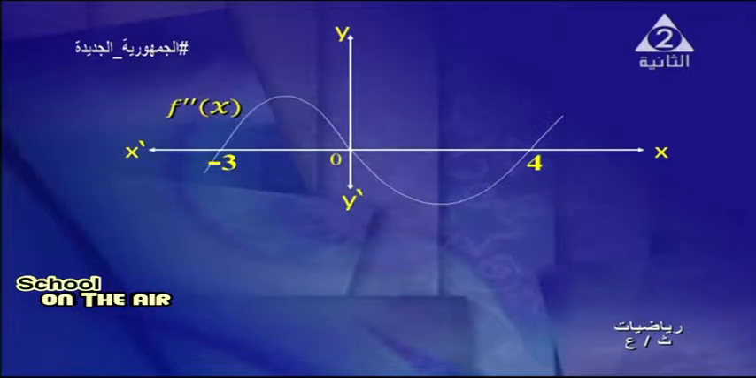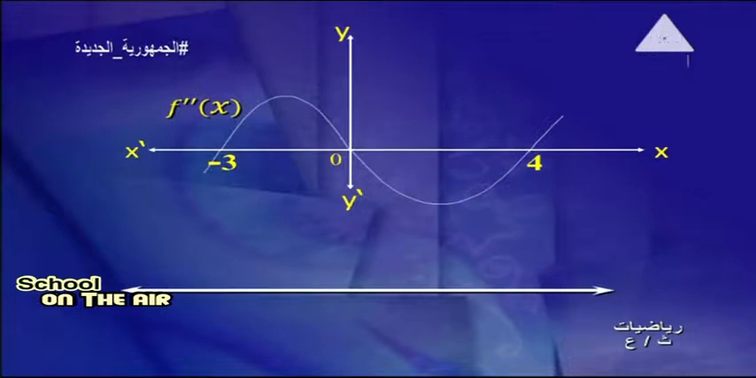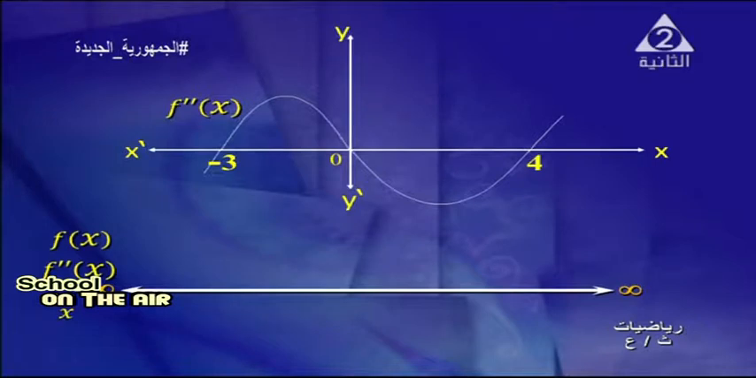Now we have the curve of f double dash x. f double dash x is positive and negative in some intervals, and f double dash x equals 0 at x equals -3, x equals 0 and x equals 4. At x equals -3, f double dash x equals 0. At x equals 0, f double dash x equals 0. At x equals 4, f double dash x equals 0. Because the curve of f double dash x intersects the x-axis at x equals -3, x equals 0, x equals 4.